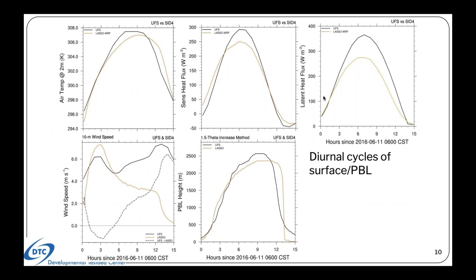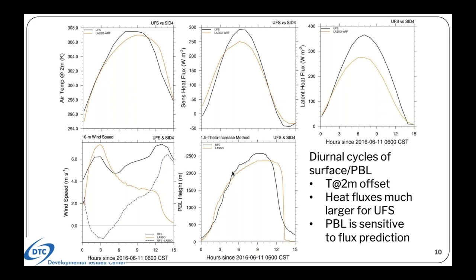Looking at diurnal cycles of surface and PBL parameters, each plot has an orange line that represents the LASSO and a solid black line that represents the UFS simulation. On the top left, we have air temperature at 2 meters. Top middle, we have the sensible heat flux at the surface. Top right, we have the surface latent heat flux. Bottom left, we have the 10 meter wind speeds. And in the bottom middle, we have the calculated planetary boundary layer height.